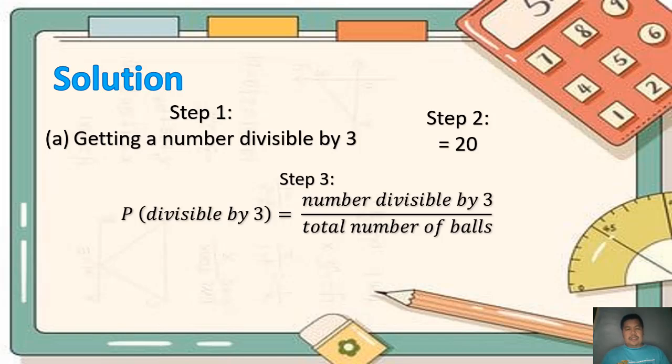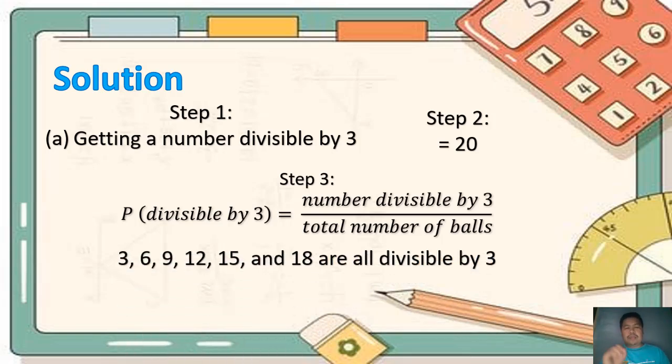Sir, what are the numbers divisible by 3? We have 3, 6, 9, 12, 15, and 18, which are all divisible by 3. So, how many are they? We have 6 all over 20. Sir, how did you get 6 all over 20? The 6 here refers to the 6 numbers divisible by 3 that you can get from the 20 balls.